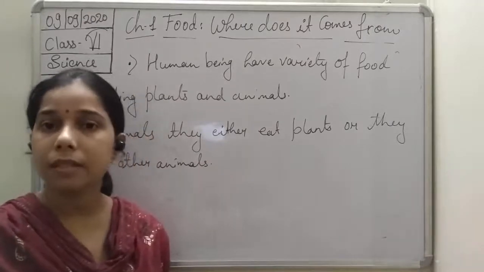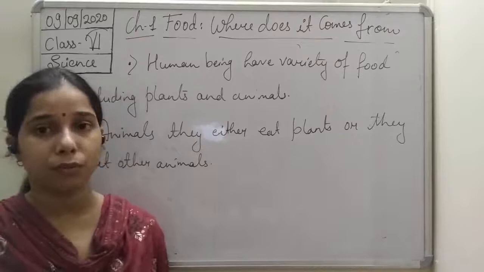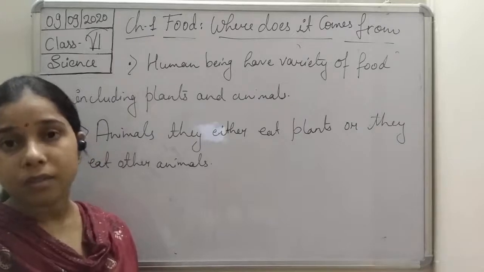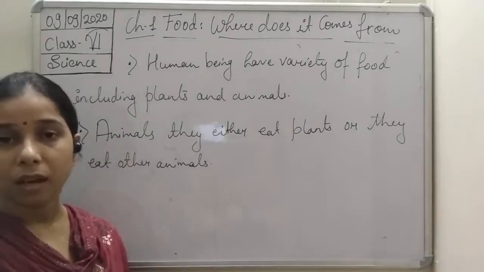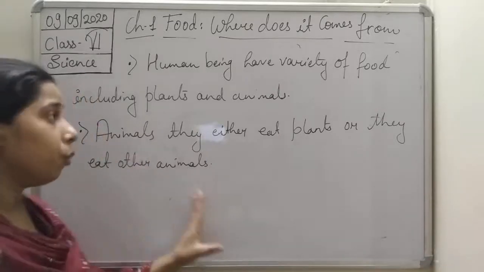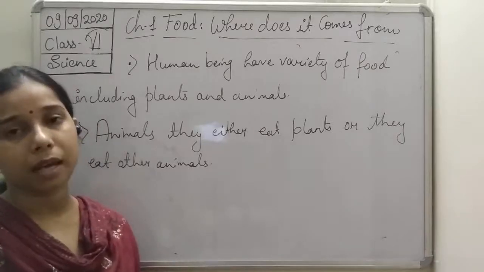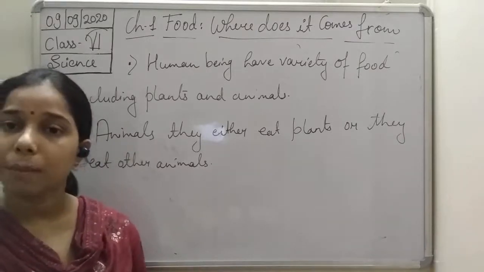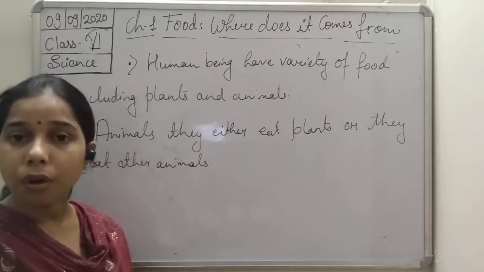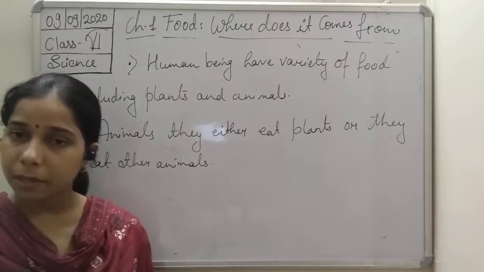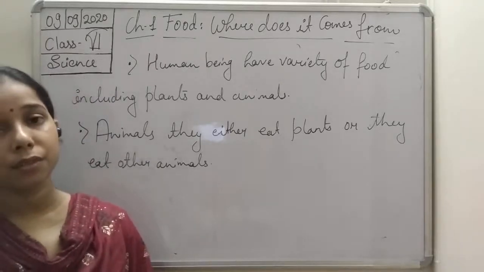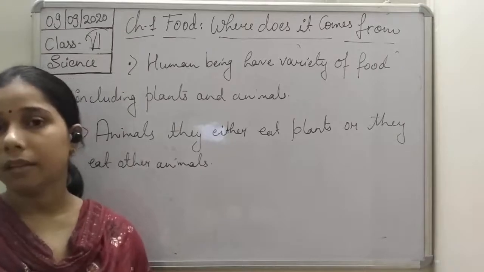On this basis, students, they are also divided into different food habits. We will discuss it, that is, the different types of animals which have been divided on the basis of their food habit. But before that, let us try to understand. We discussed that human beings take food from animals and from plants also. Animals take food from other animals, or they take food from plants. Some animals are totally dependent on plants, they do not eat other animals. And some animals do not eat plants but depend on other animals.